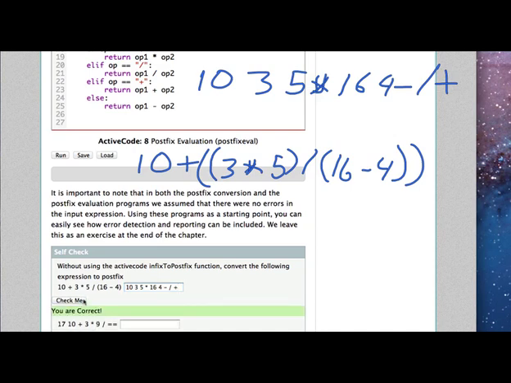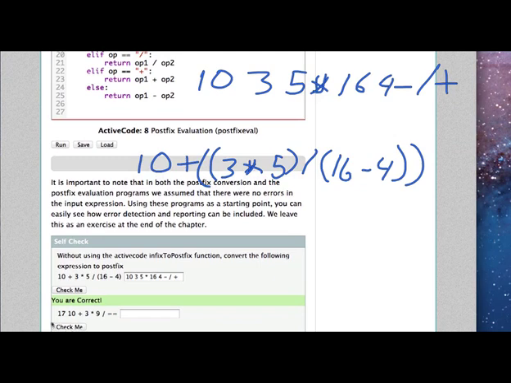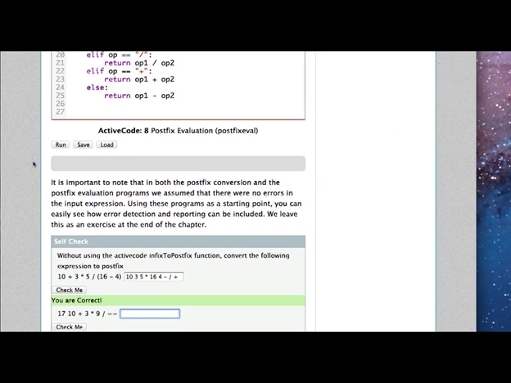And there we have it. Okay, so here we're simply asked to evaluate this expression. When we're evaluating an expression in postfix, we are going to make use of the stack. So let's get rid of this. All right, and let's make our stack here.